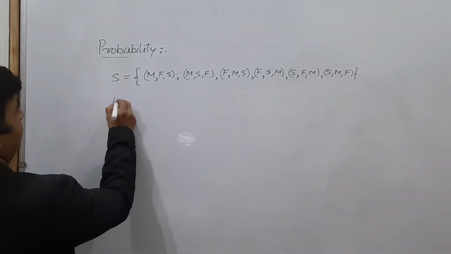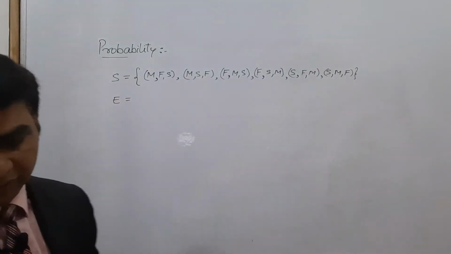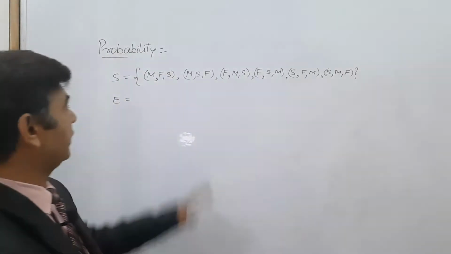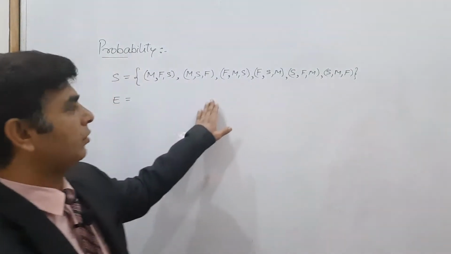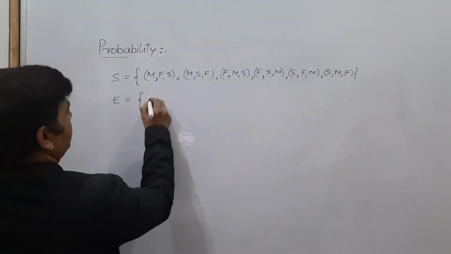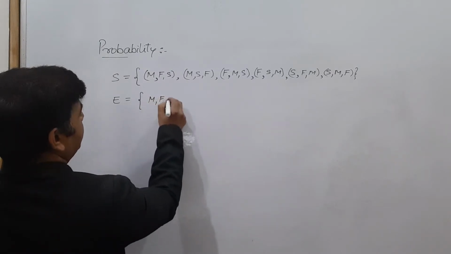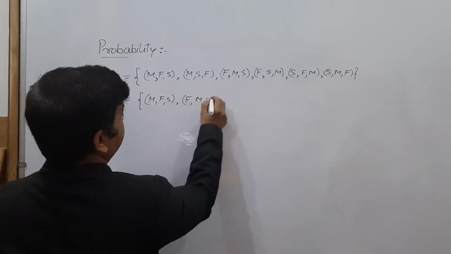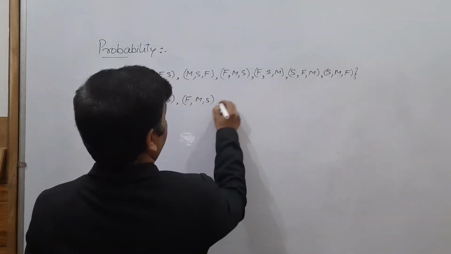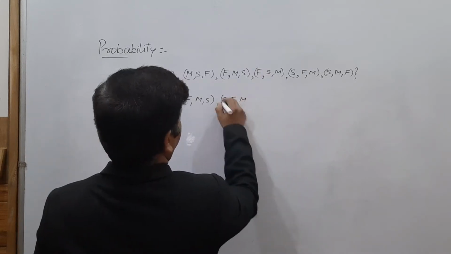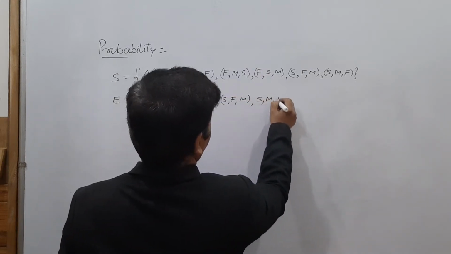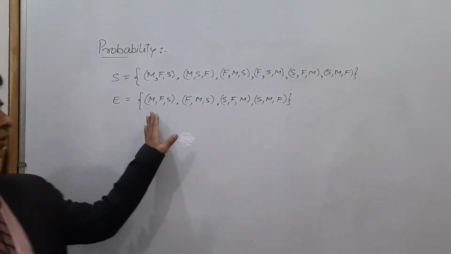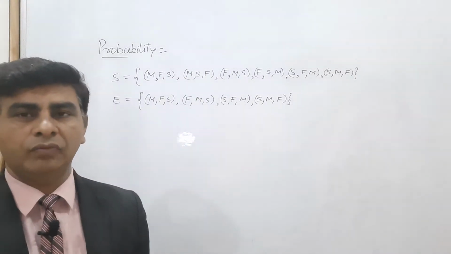So we are given E. E is the event in which son is on one end. Let's find the elements in which son is on one end. The first case is son, mother, father; mother, father, son. The second is father, mother and son, and this is son, father, mother and son, mother, father. So these are the elements in which son will stand on one end.